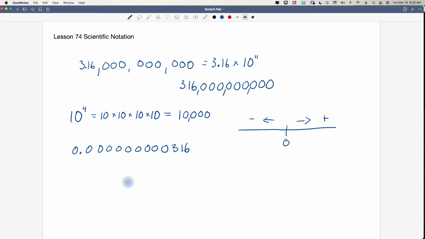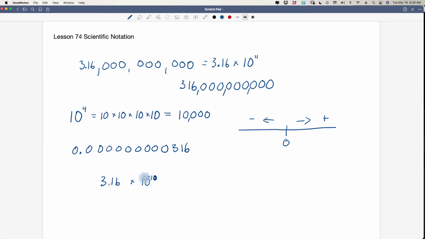So what we're going to do is rewrite this 3.16, and we're going to count to where we want this decimal to go. 1, 2, 3, 4, 5, 6, 7, 8, 9, 10. So that would be times 10 to the negative 10th. Make this more of a 0. So 10 to the negative 10th tells us that our decimal point, whenever we are ready to multiply, is going to go this way. How does that work?